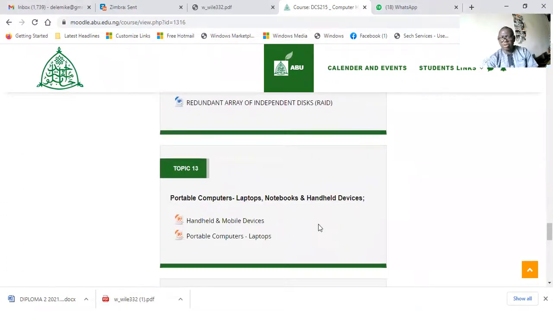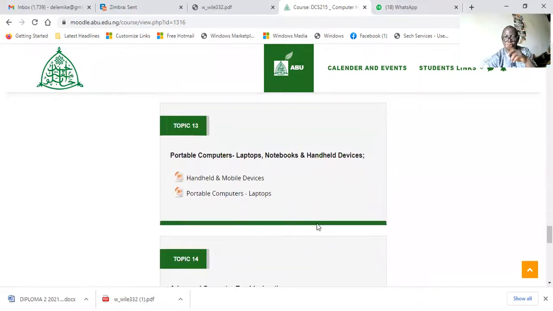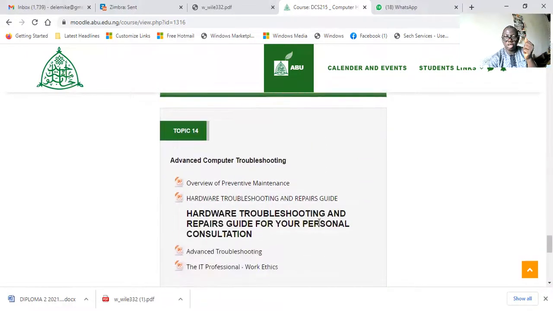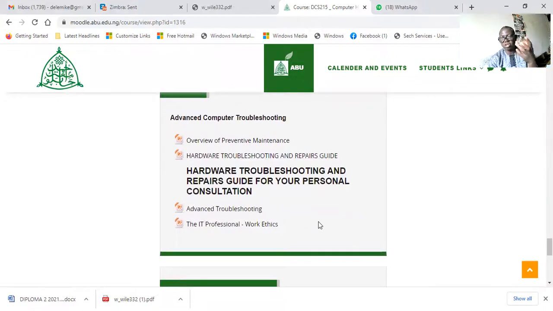Then we're going to talk about portable computers, laptops, notebooks, and handheld devices. Very, very important. We are now in the age of mobile devices, mobility, and all that. Then we'll talk about advanced computer troubleshooting, an overview of preventive maintenance. Then we'll look at how to troubleshoot and repair our computers, looking at some established troubleshooting and repair guides. And we also look at advanced troubleshooting and IT professional work ethics.